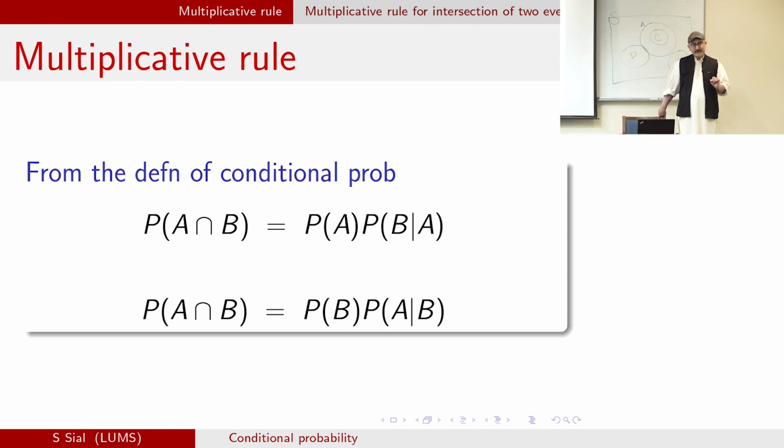So sometimes when you're doing your calculations, if you need to calculate the probability of A intersection B, you may not be able to do that directly. But one of these two equivalent forms for the probability of the intersection might be easier. So you might want to use those instead, right?